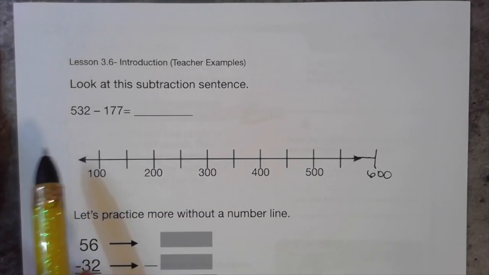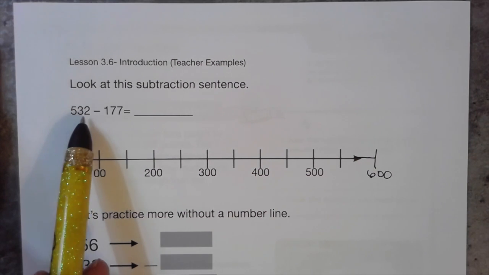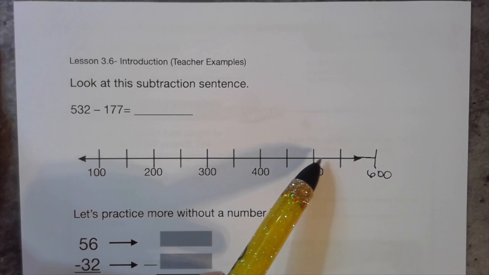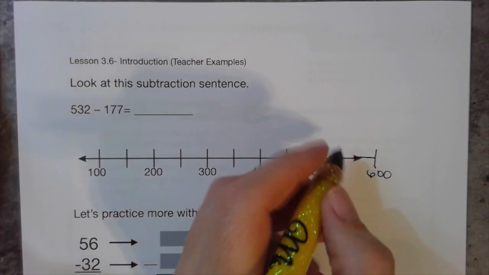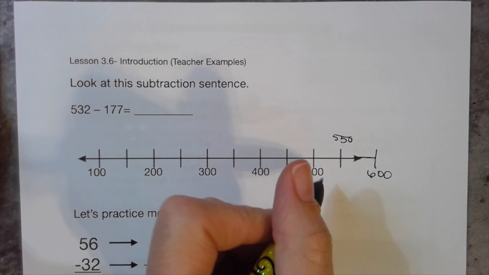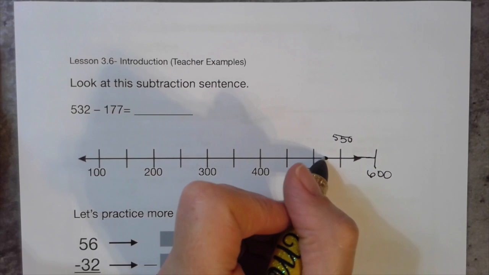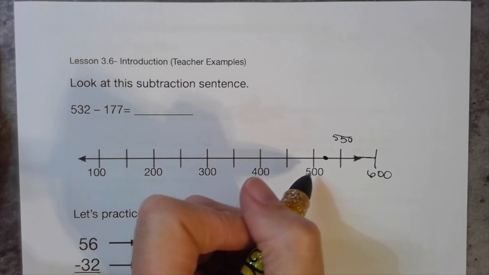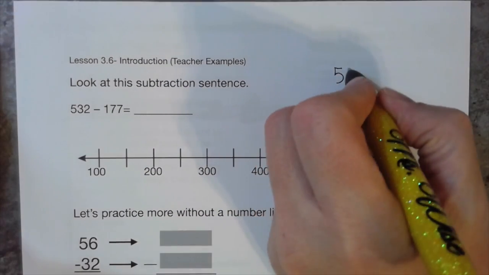What we're doing when we're estimating is we're saying, what is it closer to? So I have 532 and 177. 532 would be between 500 and 600. So this would be 550, right? Because it's right in the middle. So 532 would be on this side of the number line. Which one is it closer to? Is it closer to 500 or 600? What was that? I can't hear you. Okay, right. It's closer to 500.